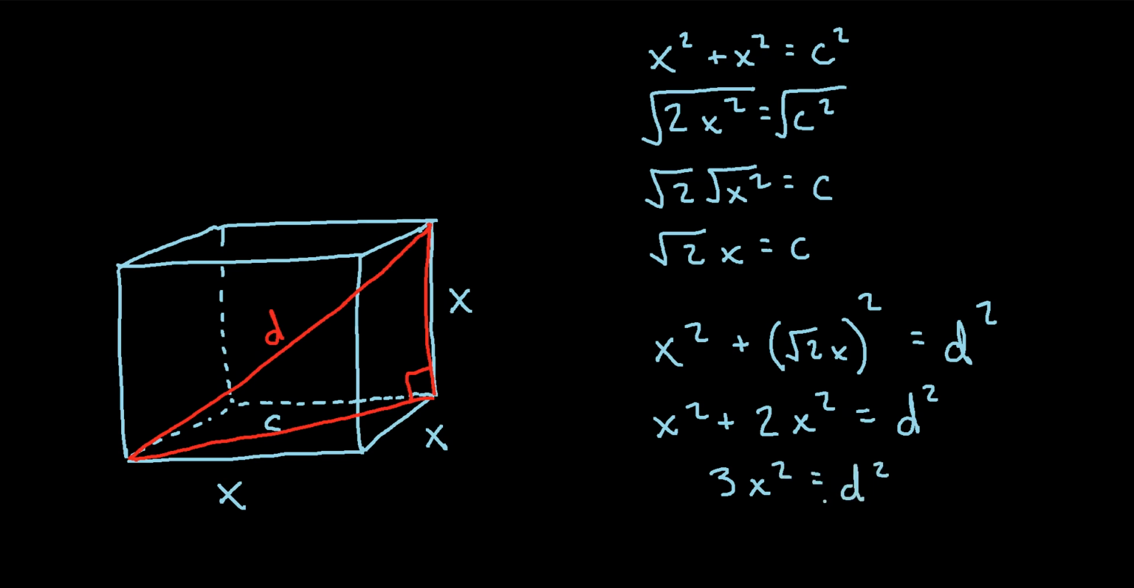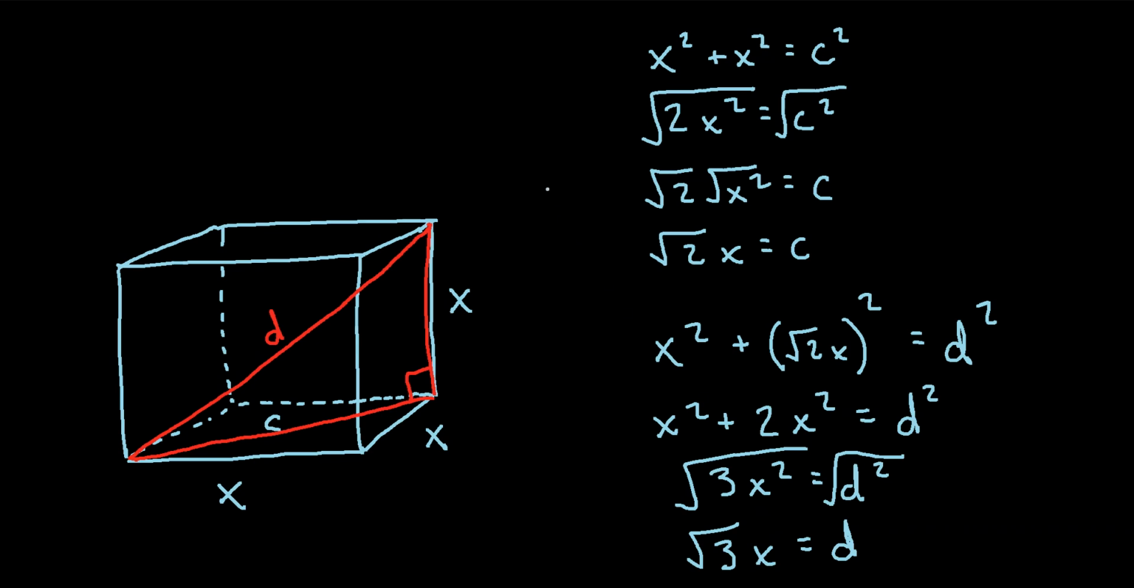And to figure out what d is, we just need to take the square root of each side. So the square root of 3, we can leave it like this. And the square root of x squared, that's just x. And on the right hand side we get the square root of d squared, which is d. So the diagonal is simply equal to the square root of 3 times x, where x is the side length of the cube.